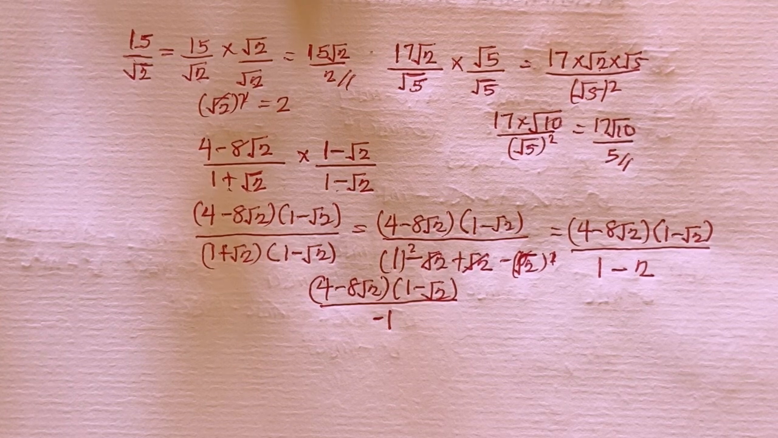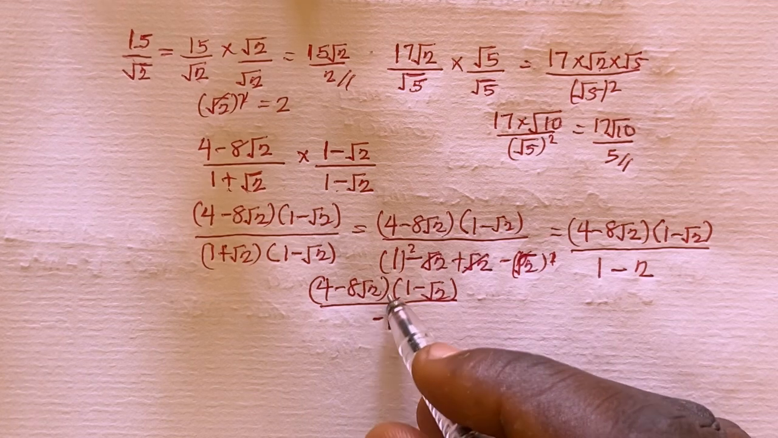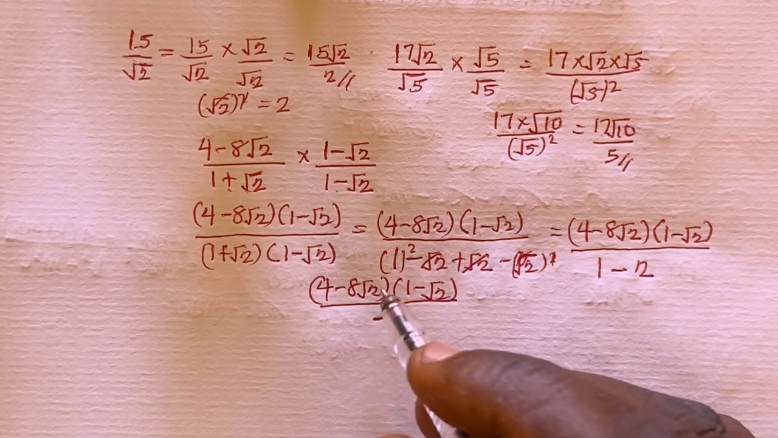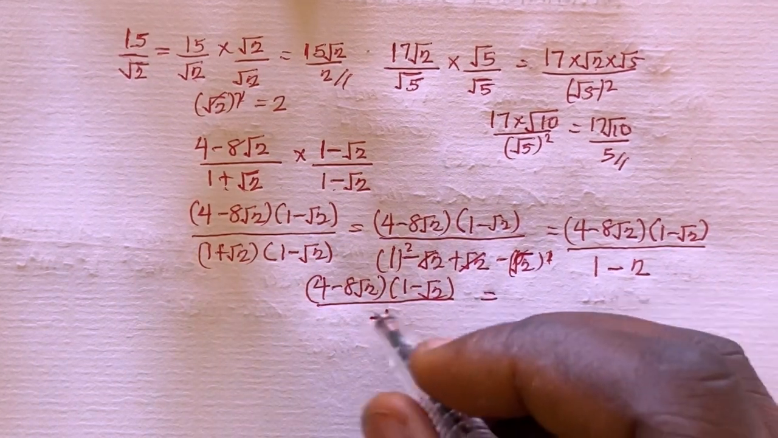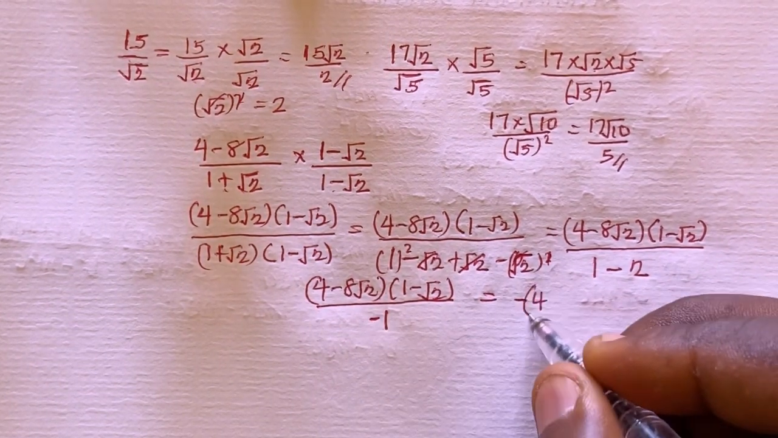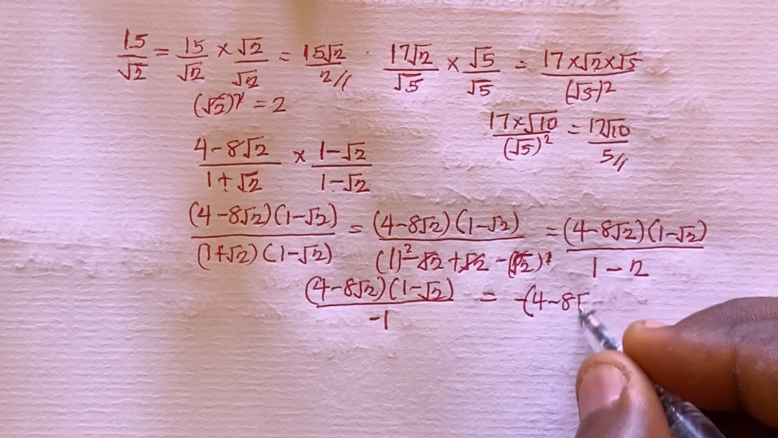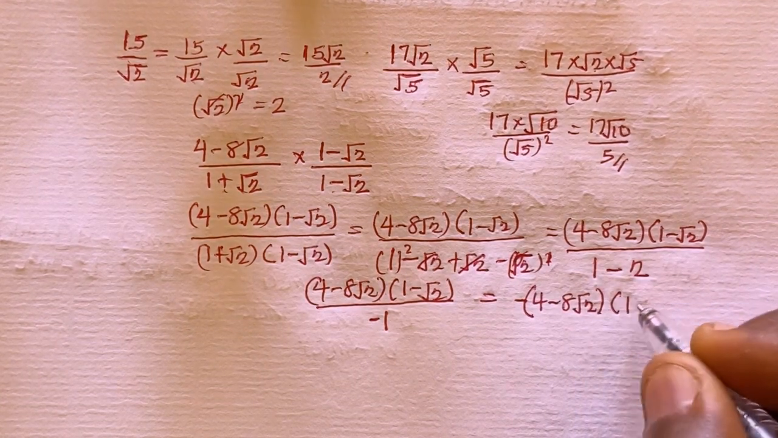So you can go ahead and simplify the expression further, then you are going to have your answer. But what I want you guys to understand in this case is that, usually, in simplifying this expression, you can go ahead and open the bracket. Opening the brackets, you're going to have minus into brackets 4 minus 8 root 2, into brackets 1 minus root 2.